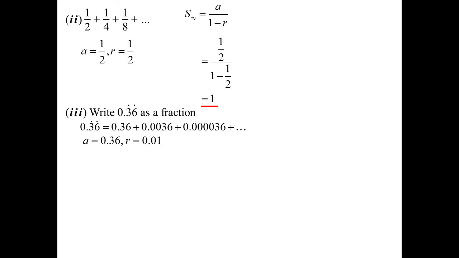So the first term is 0.36. Our common ratio, 0.01. Sum to infinity, a on 1 minus r, 0.36 on 1 minus 0.01. Well, that's 0.36 on 0.99, but we don't normally write fractions with decimals on decimals. So tidying that fraction up, it's 36 on 99. Simplifies to be 4 on 11.